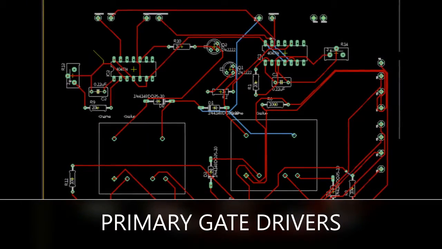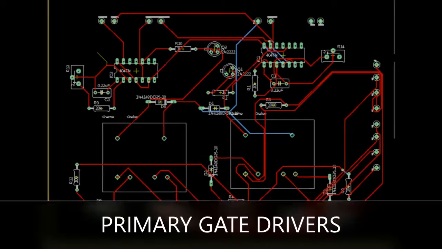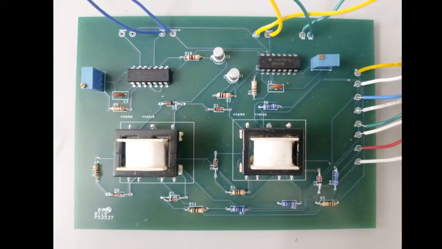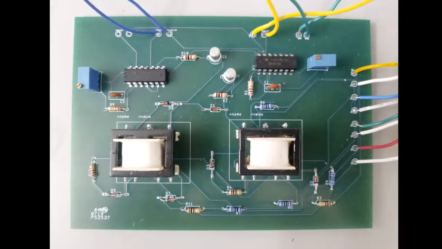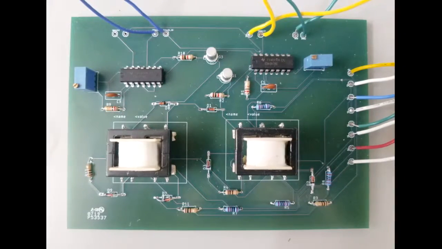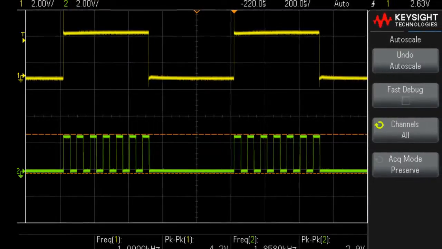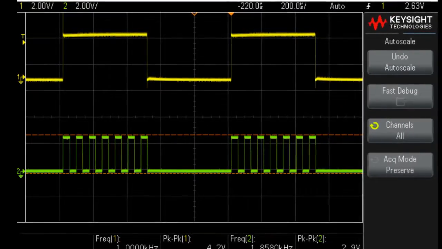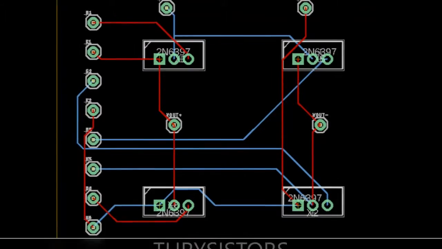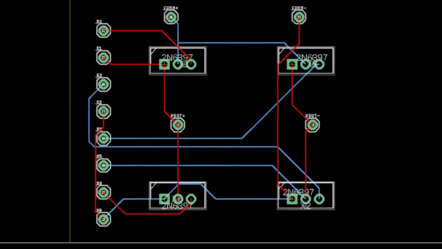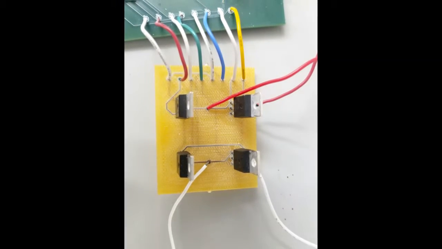The next part of the project was building and testing the analog components. The first PCB shown is the gate drivers for the primary side. At first, we had a lot of problems combining the thyristors with the gate drivers, so they were printed on separate boards for easier testing. This scope reading shows the gate drivers successfully switching on and off. Eventually, the thyristors worked as expected and the PCB was printed and tested.